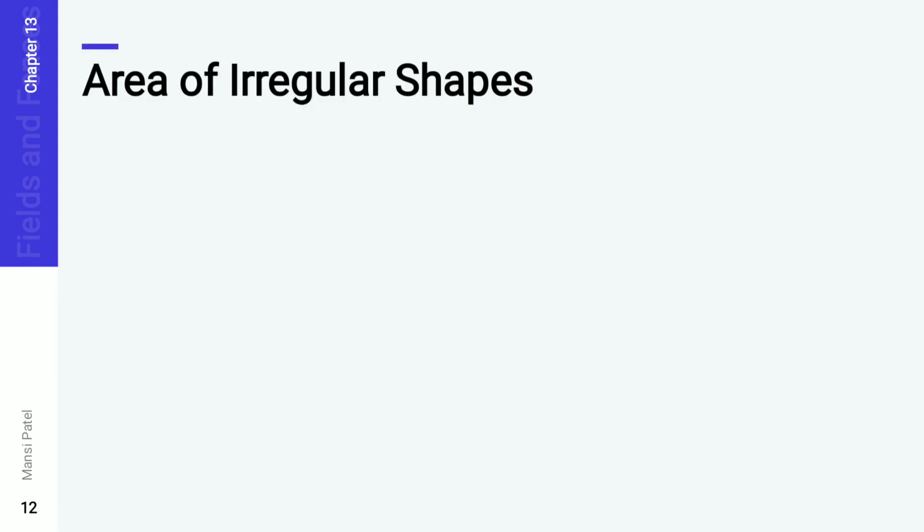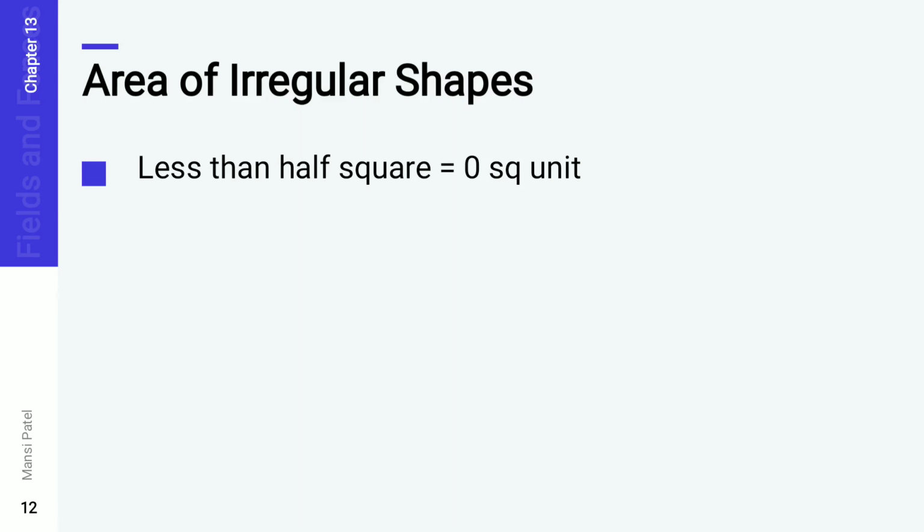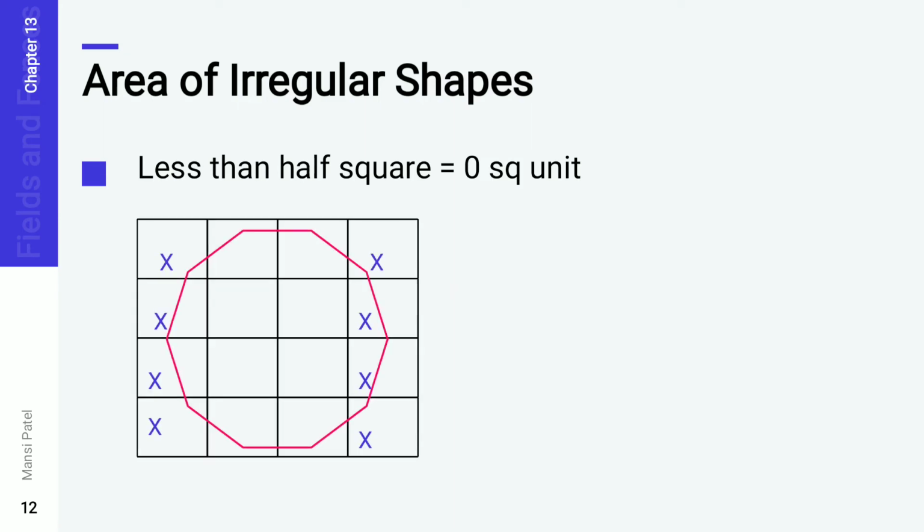Now the last rule: if it occupies less than half a square, then you have to consider it as 0 square units. It means you don't have to count that box. You have to just skip that box if the shape occupies less than half a square. See here in this figure, this whole portion occupies less than half a square. Therefore, whenever we are counting the number of squares, you don't count it. You have to just cross it.